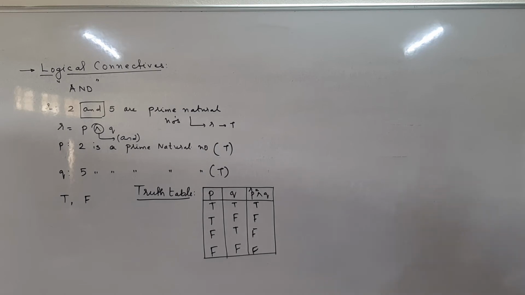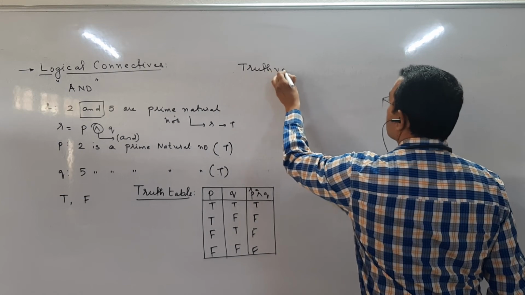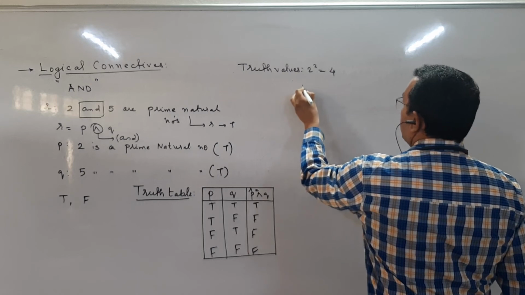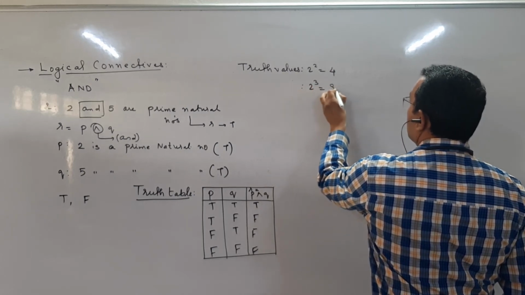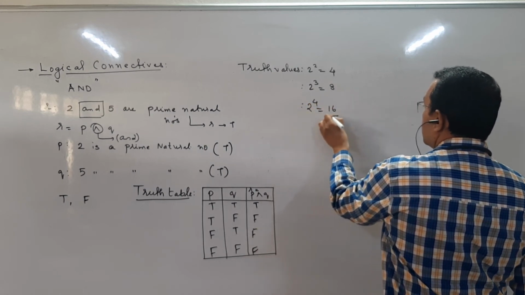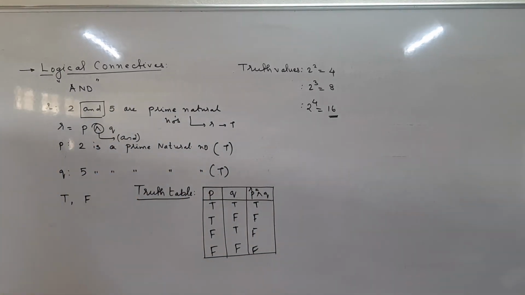So if a compound statement has two component statements, possible truth values will be 2 squared, that is 4. Then if a compound statement has three component statements, possible truth values are 8. And if a compound statement has four component statements, then possible truth values are 2 to the power 4, that is 16. Students, this is what we have to memorize.